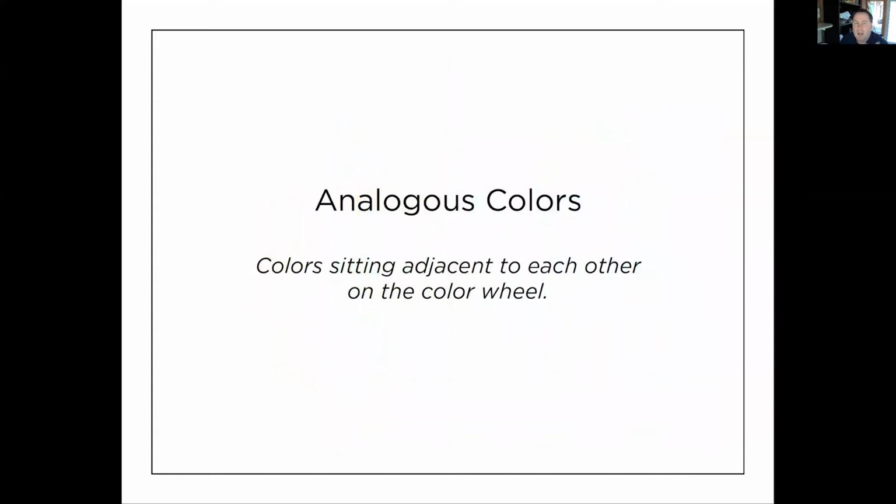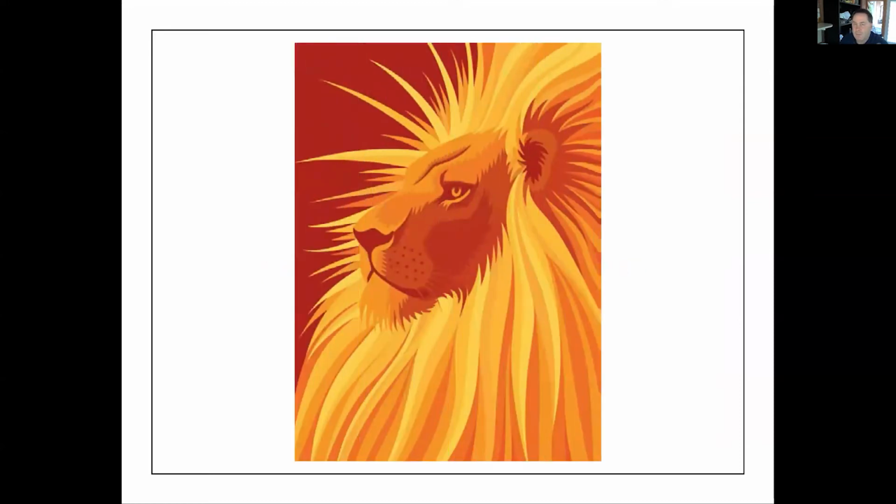There are analogous colors, which are colors sitting adjacent to each other on the color wheel. Right there we can see that these are colors that are right next to each other. They can be either really warm or really cool colors if they're put right next to each other.